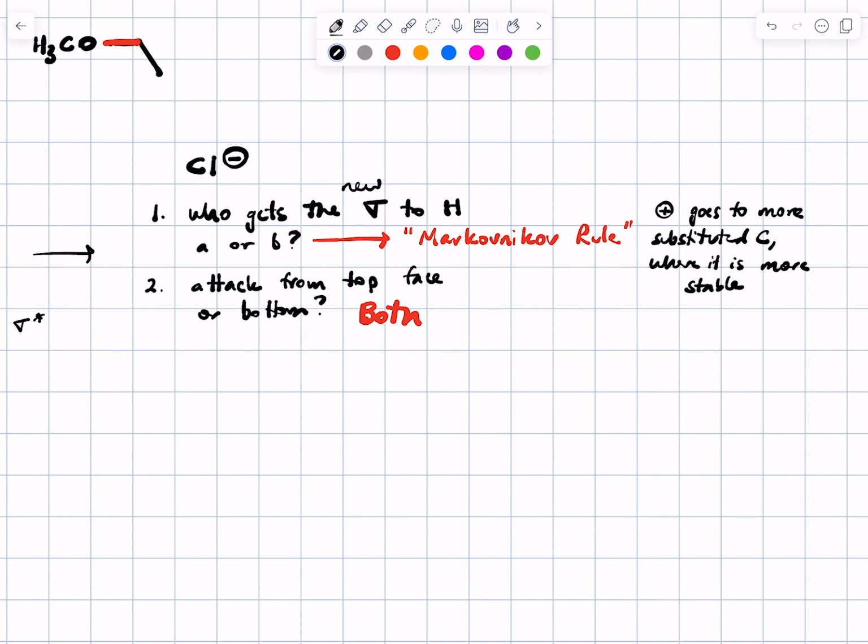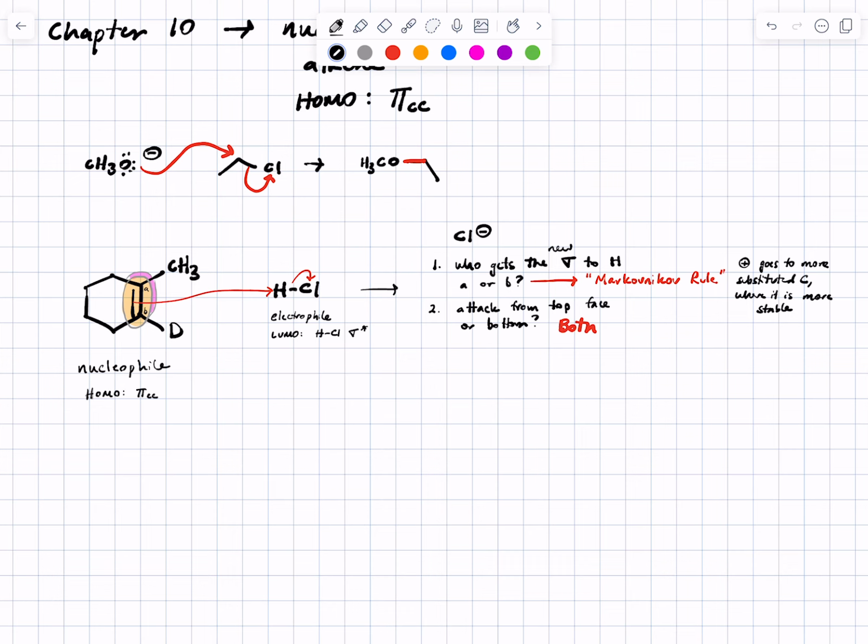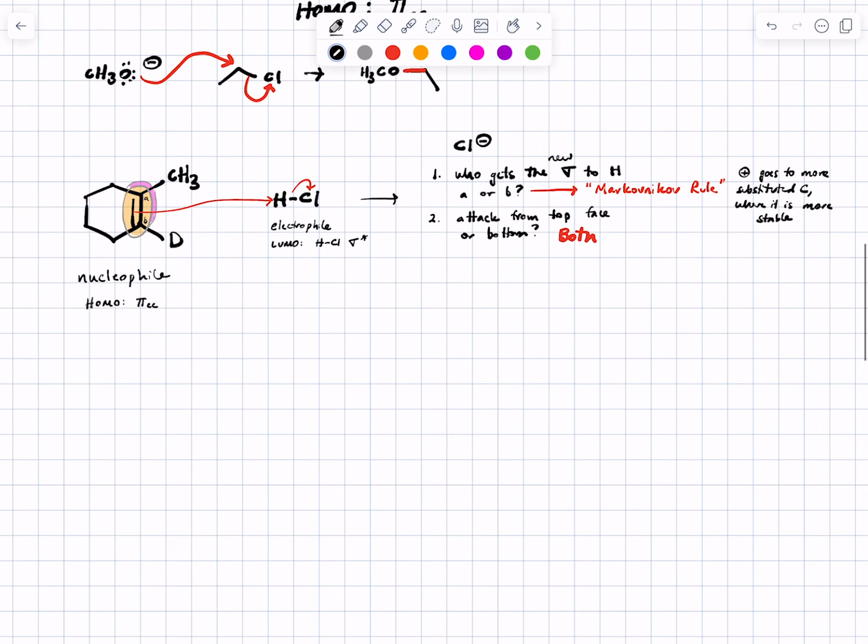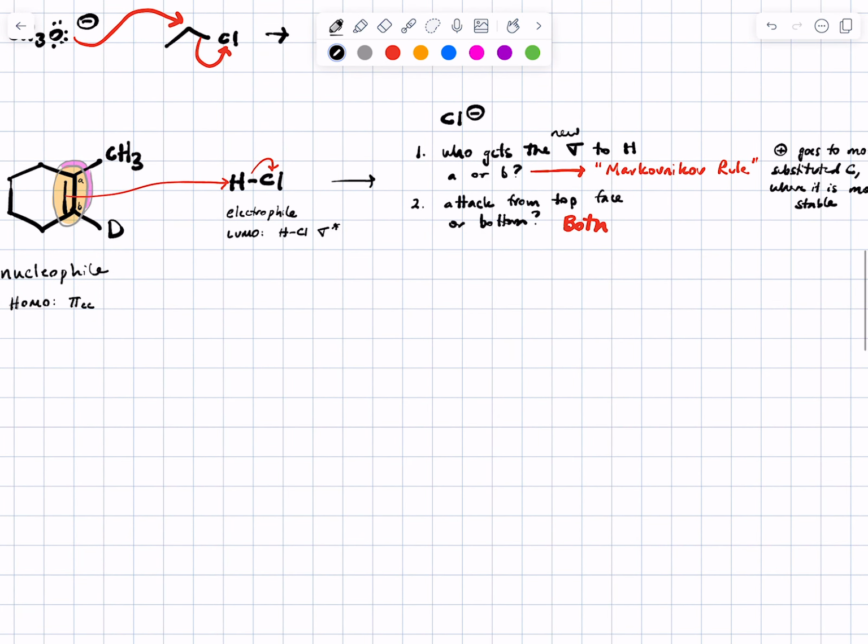And the sort of corollary to that is that when the nucleophile attacks something, when the pi bond attacks something as a nucleophile, the thing it attacks goes to the less substituted carbon so that the positive charge can be on the more substituted carbon. So with that in mind, let's draw the products that would come from this.